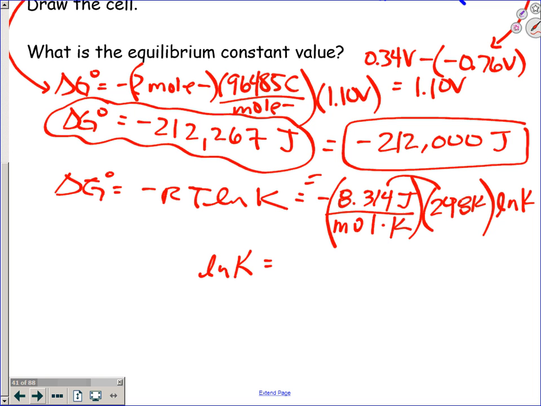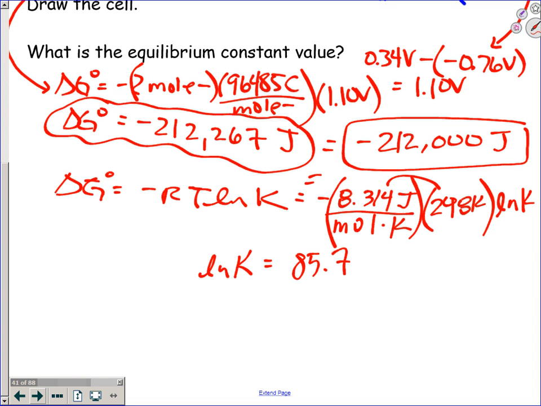I actually didn't write that down. What is it? 85.7? Can I get a consensus? It's 85.7. And then now we already know K.